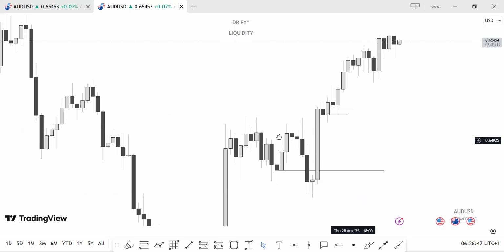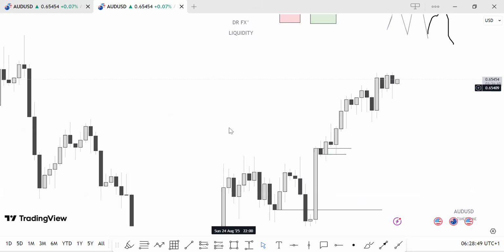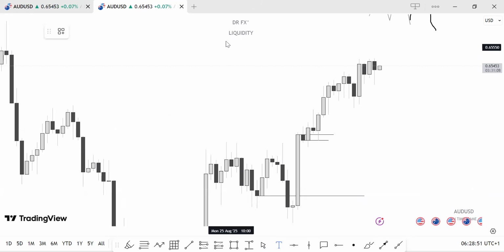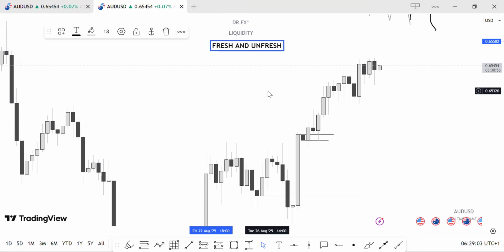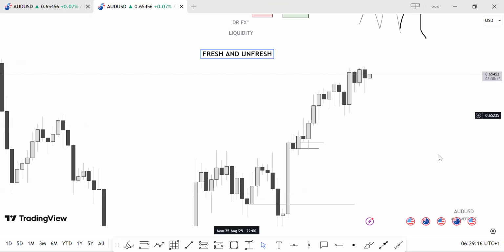Now, next we're going to be talking about fresh and unfresh key levels. Now, what are fresh and unfresh key levels? Fresh key levels are key levels that have not been used yet, while unfresh key levels are key levels that have been used.